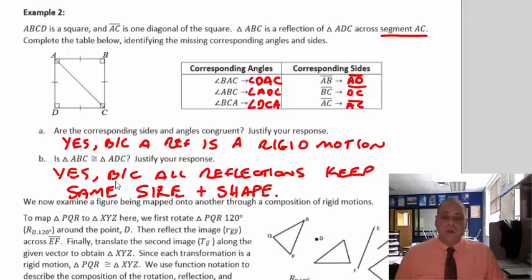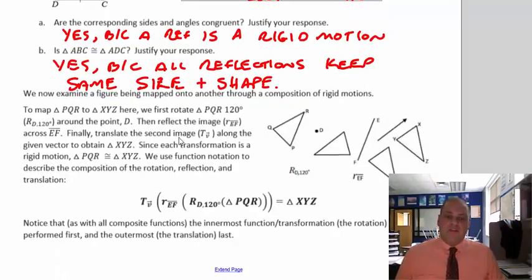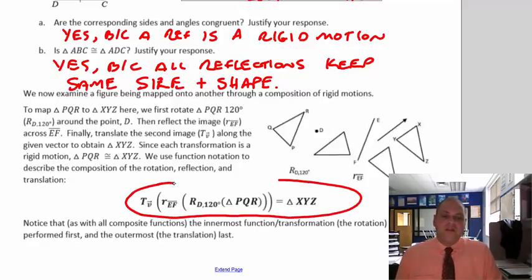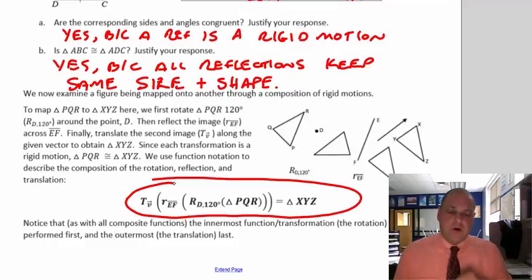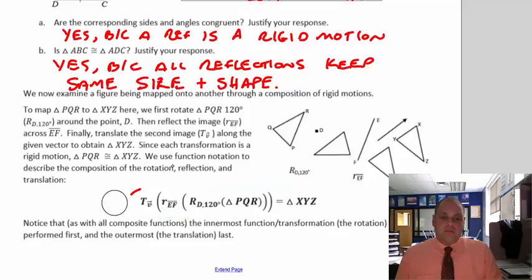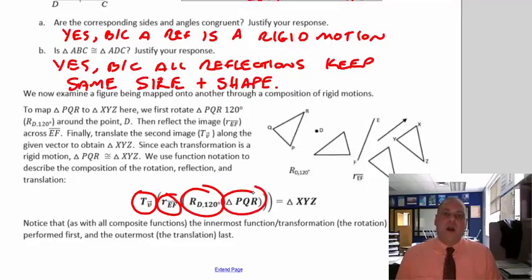Okay. Now down here, there's nothing to do. It's already done for us, but it's kind of a lot going on. I just want to explain what's going on here. Make sure we understand it. So see this here? This is that function notation I was talking about earlier. And we're going to read this. It's a translation of a reflection of a rotation of triangle PQR.